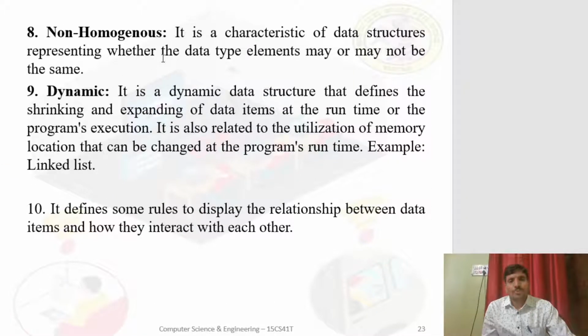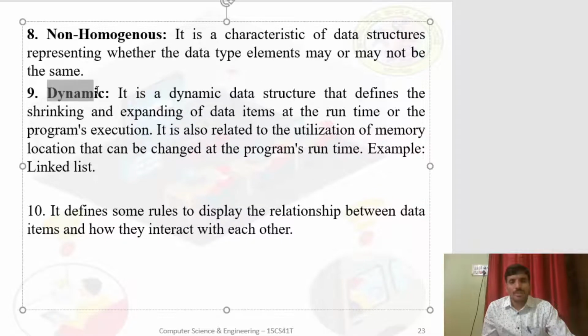Non-homogeneous means what? Data items of different type, for example, names, a combination of names and mobile number, address. So it is a characteristic of data structures representing whether the data type elements may or may not be the same. And a data structure is dynamic.